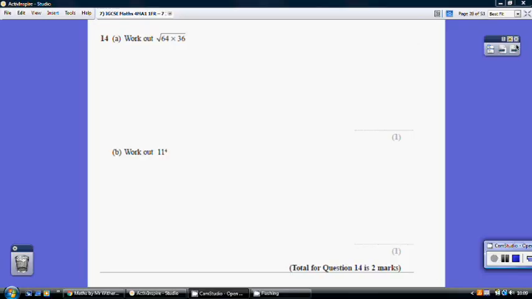Question 14, part A. So just pop this into your calculator to get 48. And part B, 11 to the power of 4. So make sure you use the button which has got the X and the little square in the corner. That's normally about halfway along near the top of your calculator. So the X with the little square, the 11 is the X, and the 4 would be the little square, giving you 14,641.